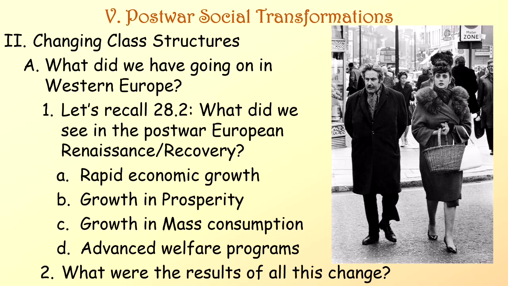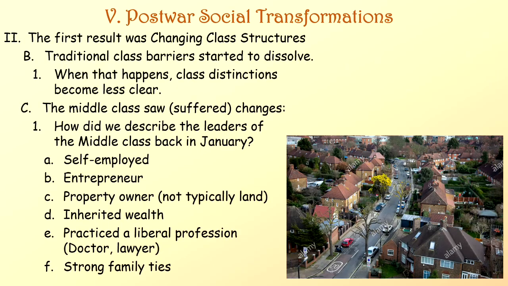What did we have going on in Western Europe? Let's recall Lesson 28.2. What did we see in the post-war European Renaissance and recovery? We saw rapid economic growth, growth in prosperity, growth in mass consumption, and advanced welfare programs. What were the results of all of these things? The first result we have to look at is changing class structures. Traditional class barriers started to dissolve, and when that happens, class distinctions become less clear.